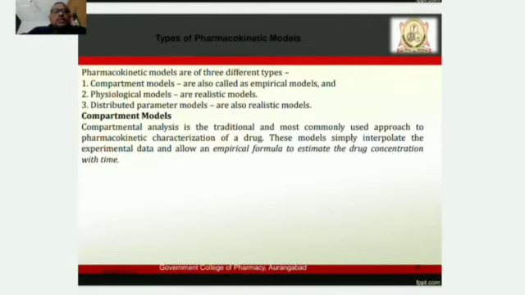Then we'll see that the pharmacokinetic models are of three different types. First is the compartment model, also called an empirical model. Second is the physiological model or the realistic model, and the distributed parameter model is also a realistic model. Now we'll see the compartment model.